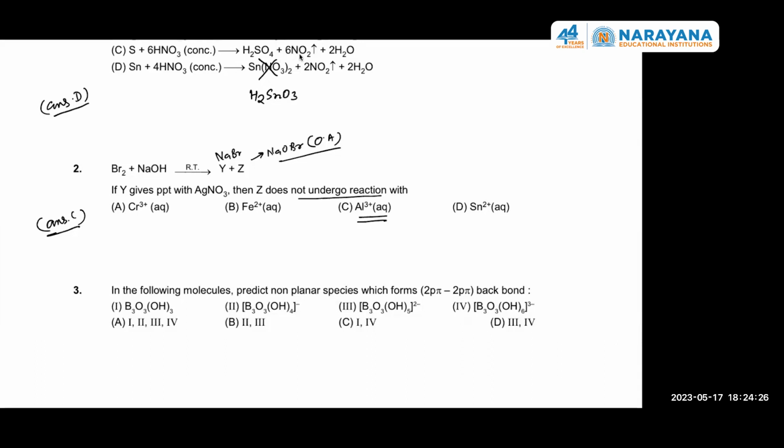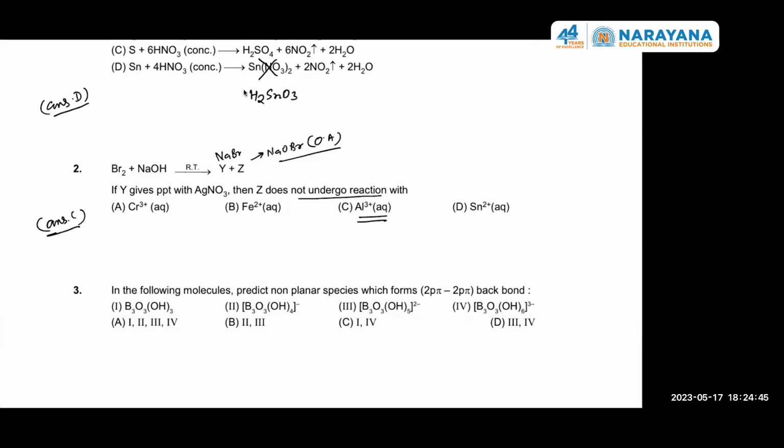Any guesses? Any answers? Okay, Avinash is getting answer A. Raghav is getting answer C. Okay, Avinash is getting answer B. Prakash is getting answer A.